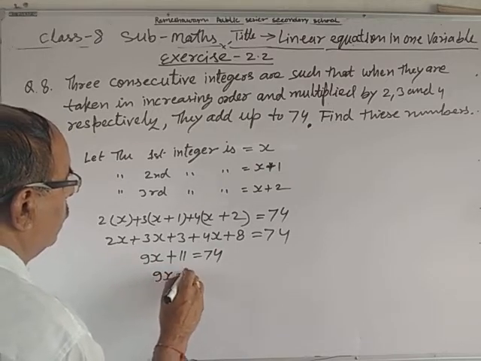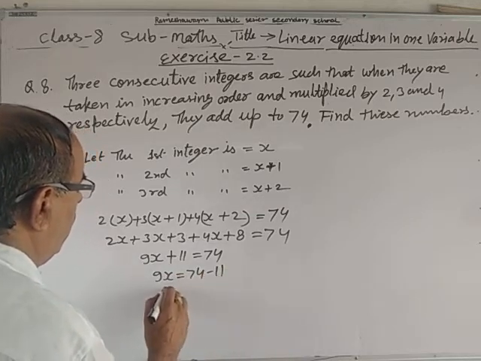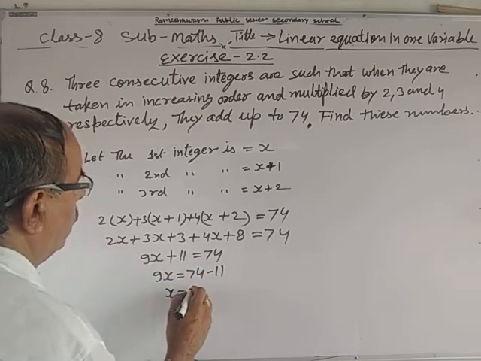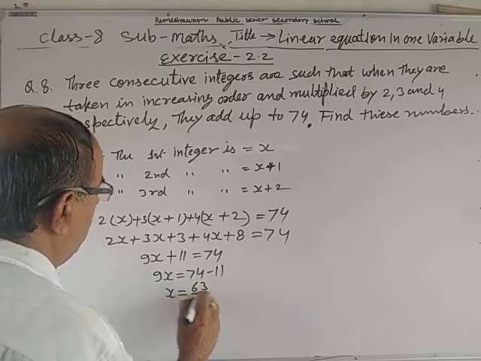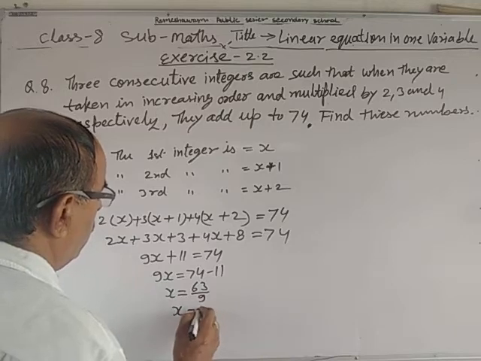9x equals 74 minus 11. x equals 63 upon 9, and x equals 7.